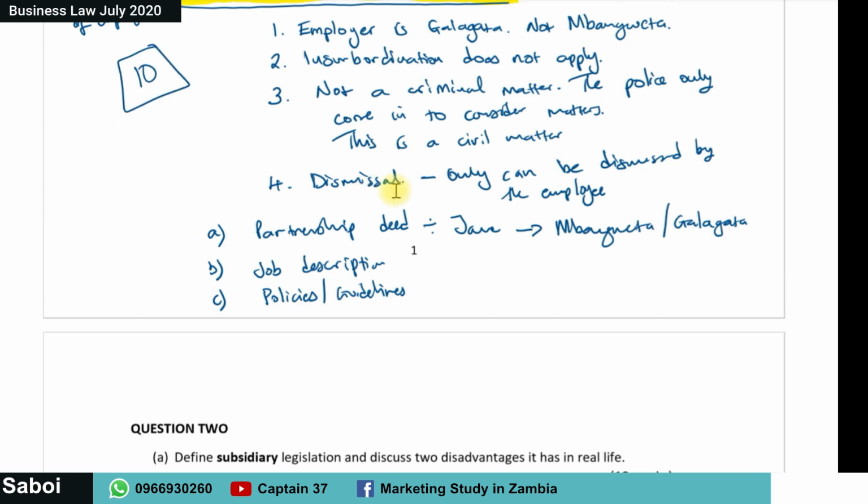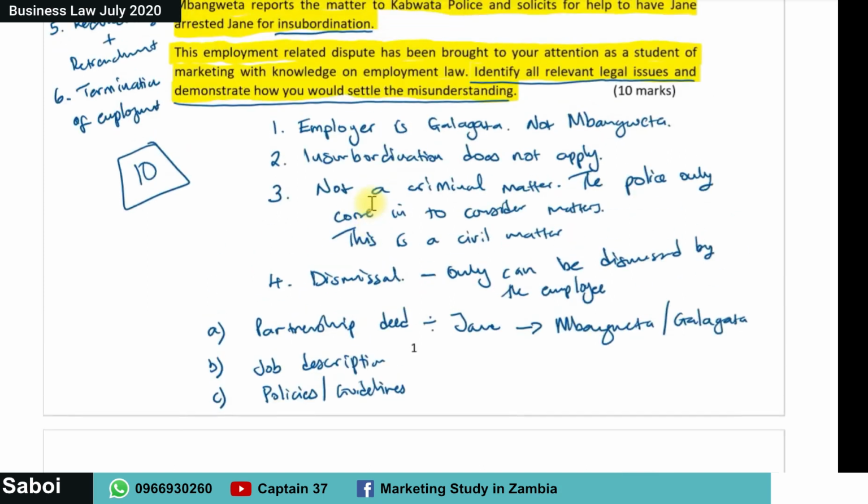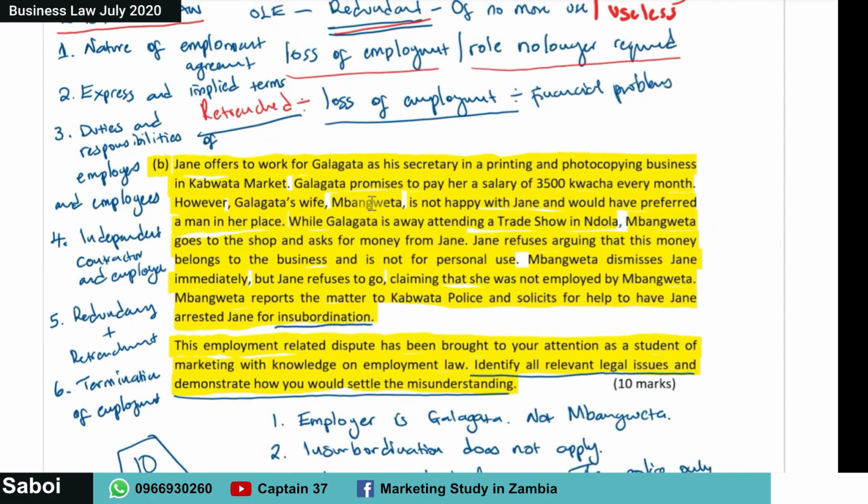Okay. How much did you get? Did you attempt this question, or would you have attempted this question? Remember that when it comes to employment law, the areas that you mainly need to cover are the nature of an employment agreement. You also need to cover express and implied terms. You need to know and understand duties and responsibilities of employers and employees. You need to appreciate and understand the differences between independent contractors and employees.